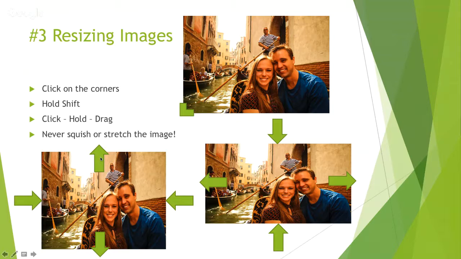Never squish or stretch the image, and this is what I'm showing you. So the first example down here is when it's either been brought in like this or raised up. You never want to squish or stretch the image. And then over here is when the image was stretched horizontally and squished vertically. This is squished vertically, stretched horizontally. So you never, ever, ever want to do that.